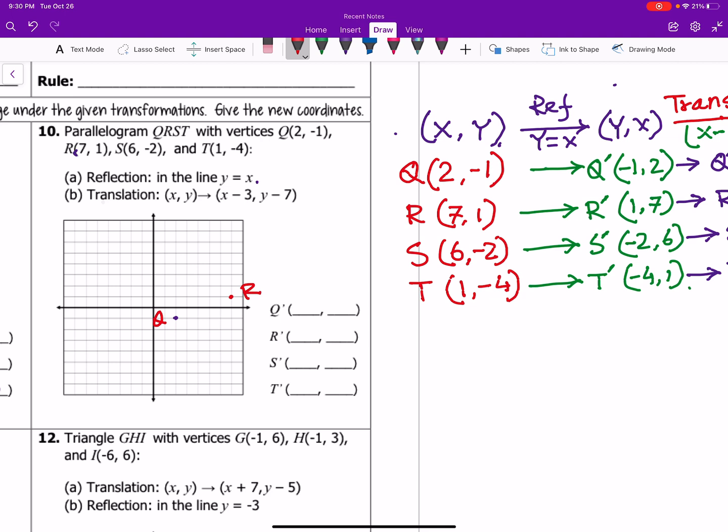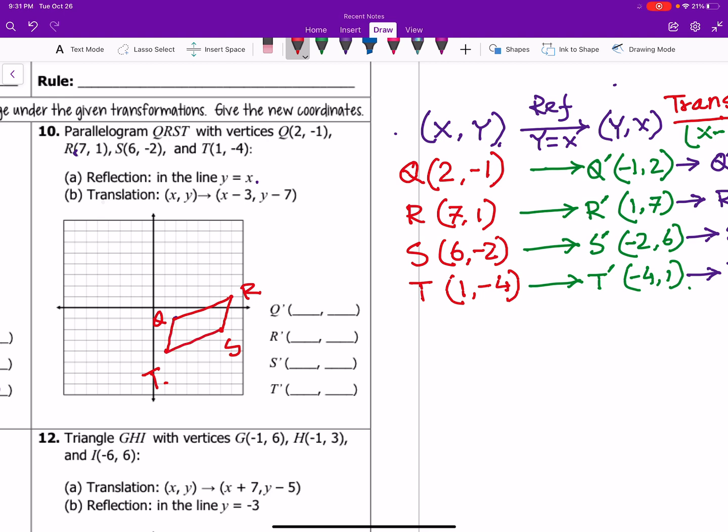So x is 1, 2, 3, 4, 5, 6, and negative 2 is this one. So that's my S. And then my T is x is positive 1, y is negative 4. So 1, 2, 3, 4. Okay, so that's my T. Okay, so let me draw that. So that's my parallelogram. All right.